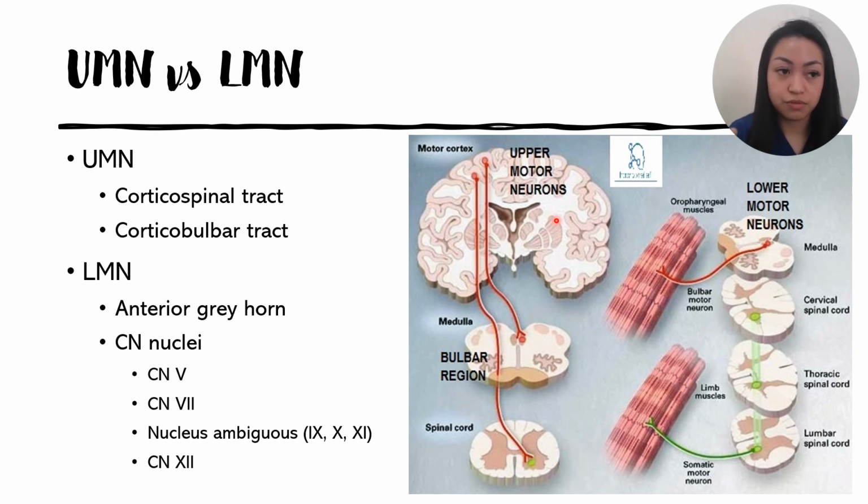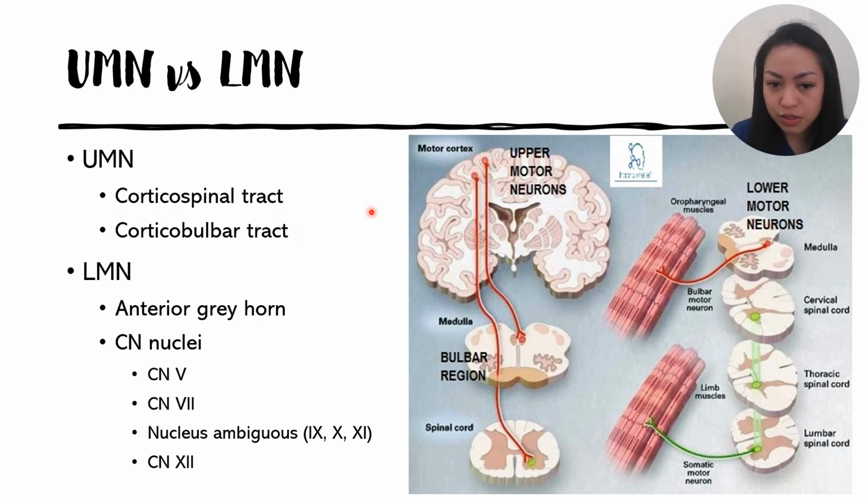They can originate from the premotor, the primary motor, or the supplementary motor cortex, and they come down through the corona radiata, then the internal capsule, and then they end up in the brainstem. If that's the corticobulbar, they stop there. If it's the corticospinal, then they go all the way down to the spinal cord, to this anterior gray horn in the spinal cord. Okay, so I hope that's clear.